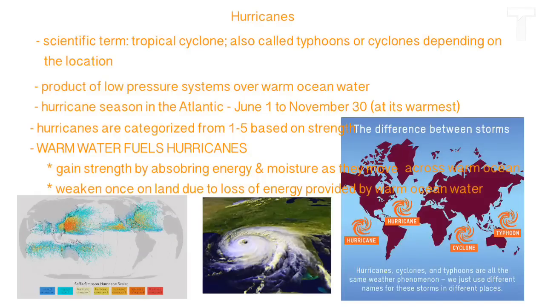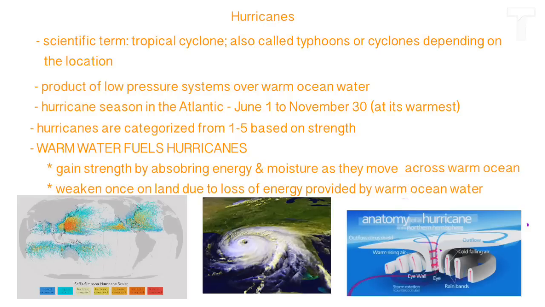Now for hurricanes, their scientific term is tropical cyclone. You may have also heard them referred to as typhoons and cyclones. Hurricanes, typhoons, cyclones, they're all the same type of storm. The only difference is the location. So you don't have to draw this map, but you may want to make a mental note, or a note in your journal, about where the different names occur.